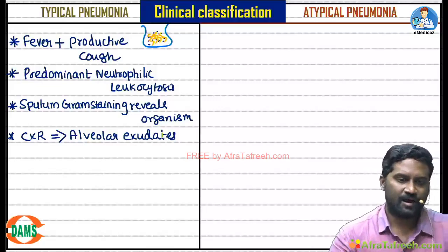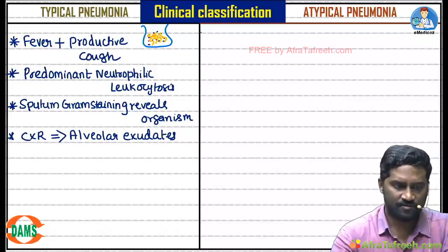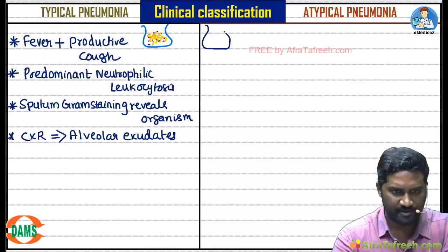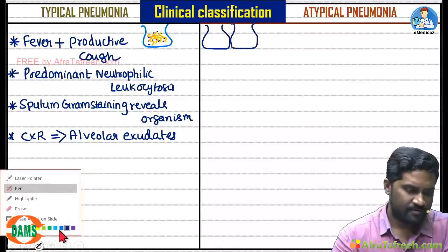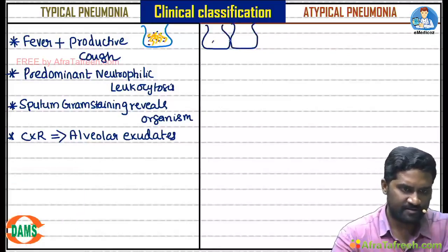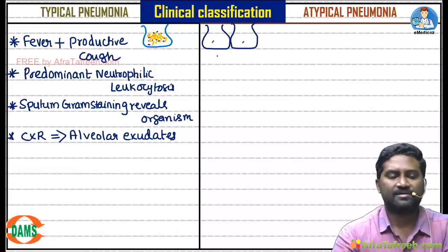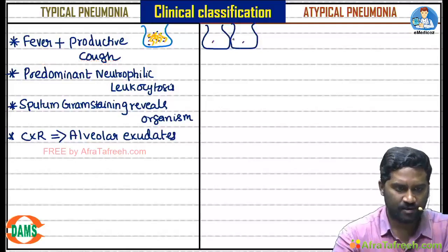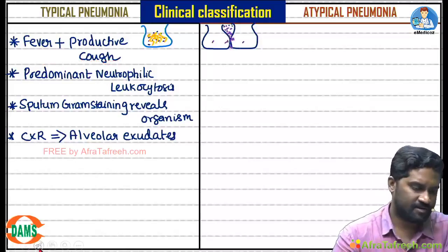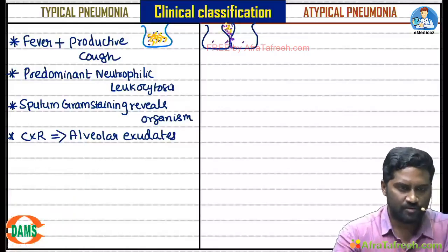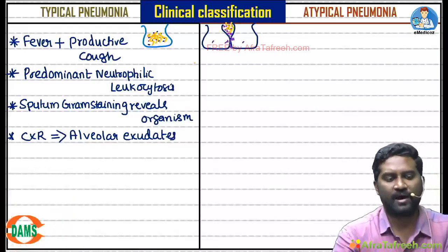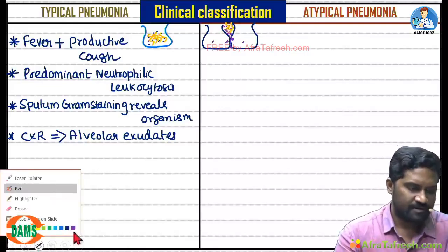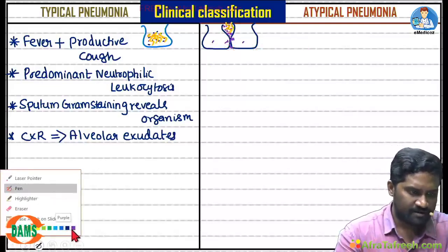Now coming to atypical pneumonia. Let us see the unusual pneumonia. Let this be one alveolus. Let this be another alveolus. Here also the organisms first reach the alveoli, but they are not interested to stay in the alveoli. They go into the interstitium and start proliferating. Against this also your body is going to give an immune response, because this is also an infection.